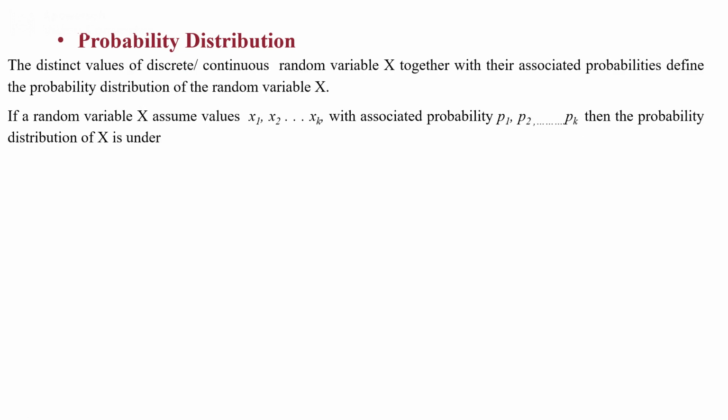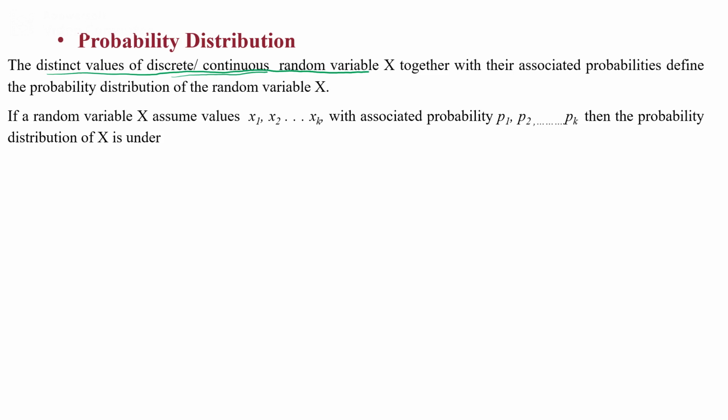Now, what is a probability distribution? If you understand the concept of random variable, now discuss the probability distribution. So here is the distinct value of a discrete or continuous random variable. Whatever we can say, continuous or discrete, we have two types of random variables.